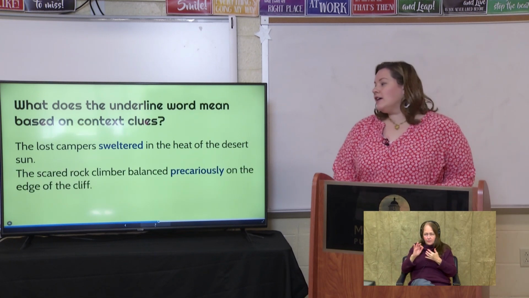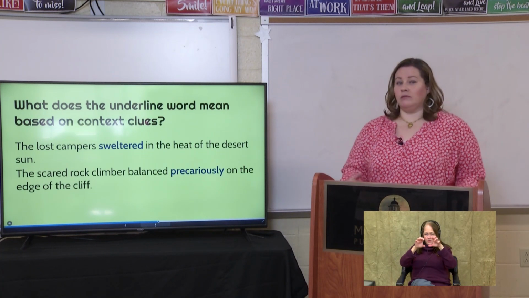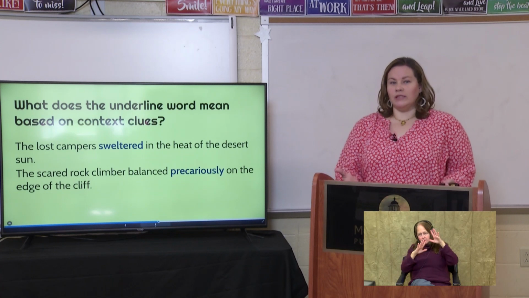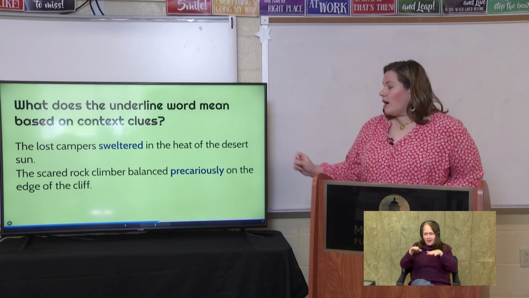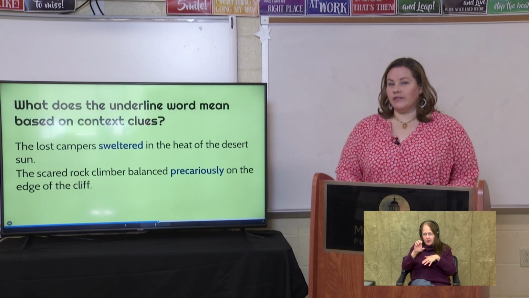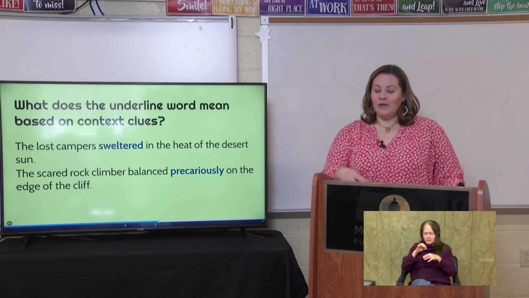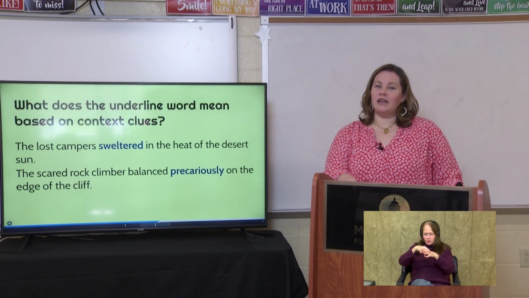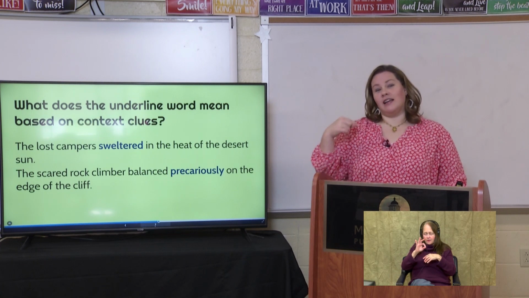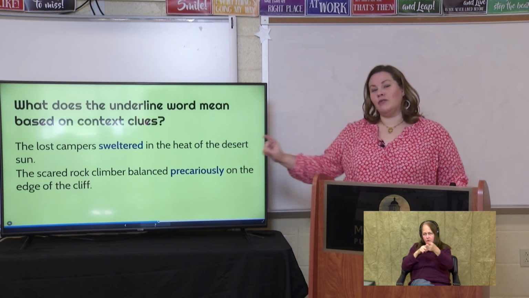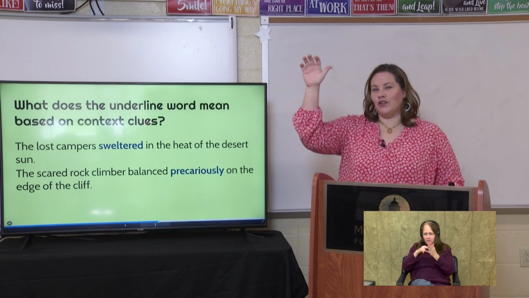Next, the scared rock climber balanced precariously on the edge of the cliff. Now, "precarious," what does that word mean? Here we have "balanced," and then we've got "precariously on the edge of a cliff." Now, I don't know about you, but I like to tell my kids all the time, when they're writing, do not leave me on a cliffhanger. So my kids should take what I've said in class and apply it here to understand that "precarious" probably means hanging on by your fingertips.